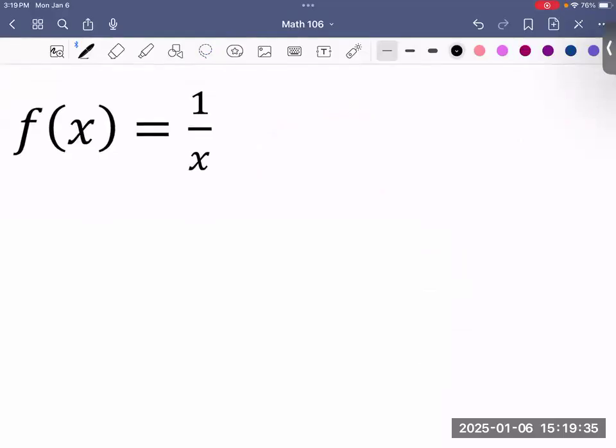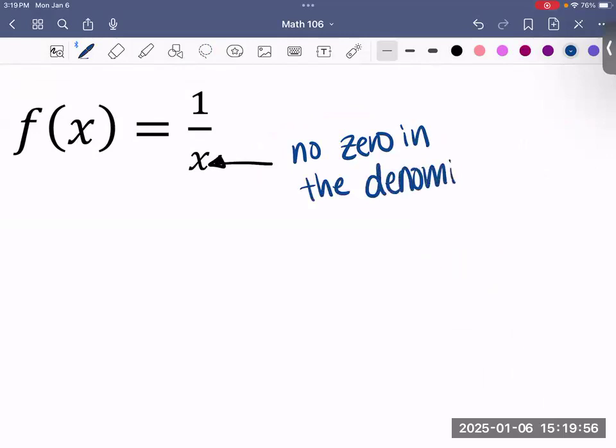Well, with x being in the denominator, right, are we allowed to have any number? Well, is there a number that we're not allowed to have in the denominator? Yeah, there's no 0 in the denominator. It cannot be equal to 0.